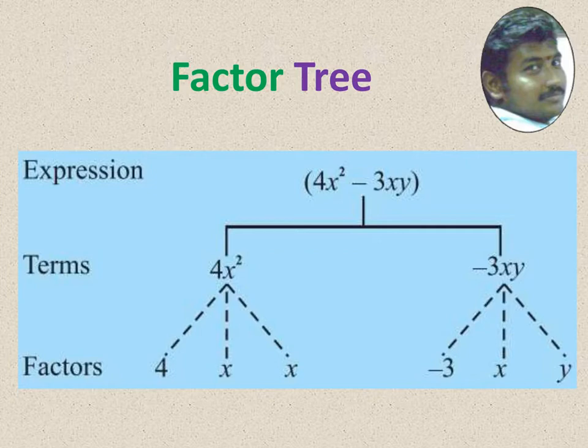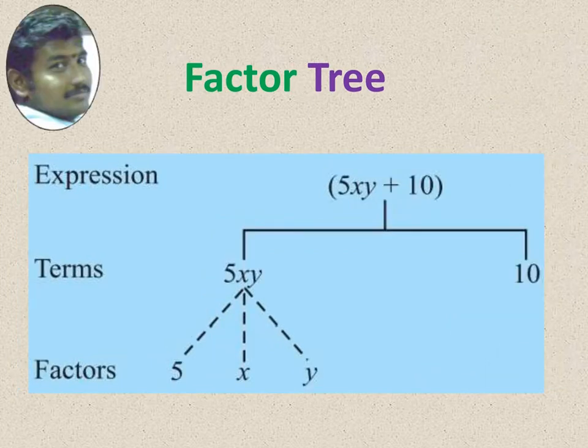Here you see the factor tree for 4x square minus 3xy. 4x square can be written as 4xx. Minus 3xy can be written as minus 3xy. They are factors. The terms are 4x square and minus 3xy. The expression is 4x square minus 3xy. Hope you understand. In the same way, take another expression, 5xy plus 10. Here in 5xy, 5 is a factor, x is a factor, y is a factor. 10 is a term. The terms are two.